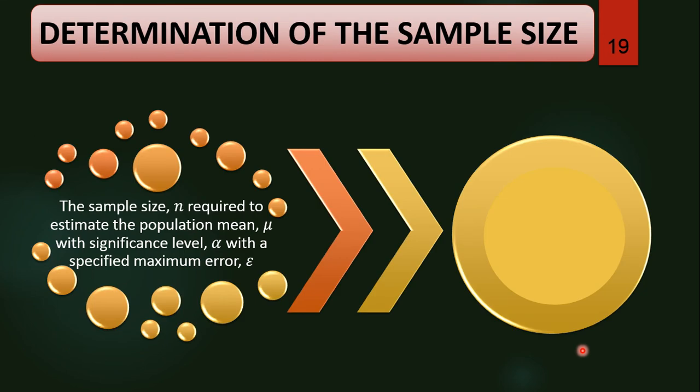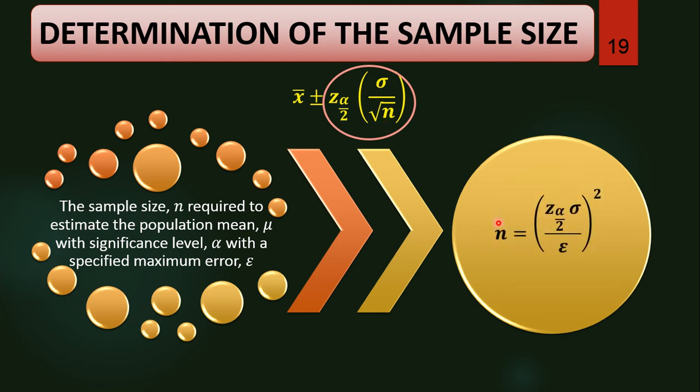How to estimate the sample size if we are given the maximum error? The sample size n is required to estimate the population mean with a significance level and a specified maximum error. The maximum error comes from the confidence interval formula here, where the error is given as the second term. When you are given the maximum error with a confidence level and also the standard deviation, you can determine the value for your n by using this formula.